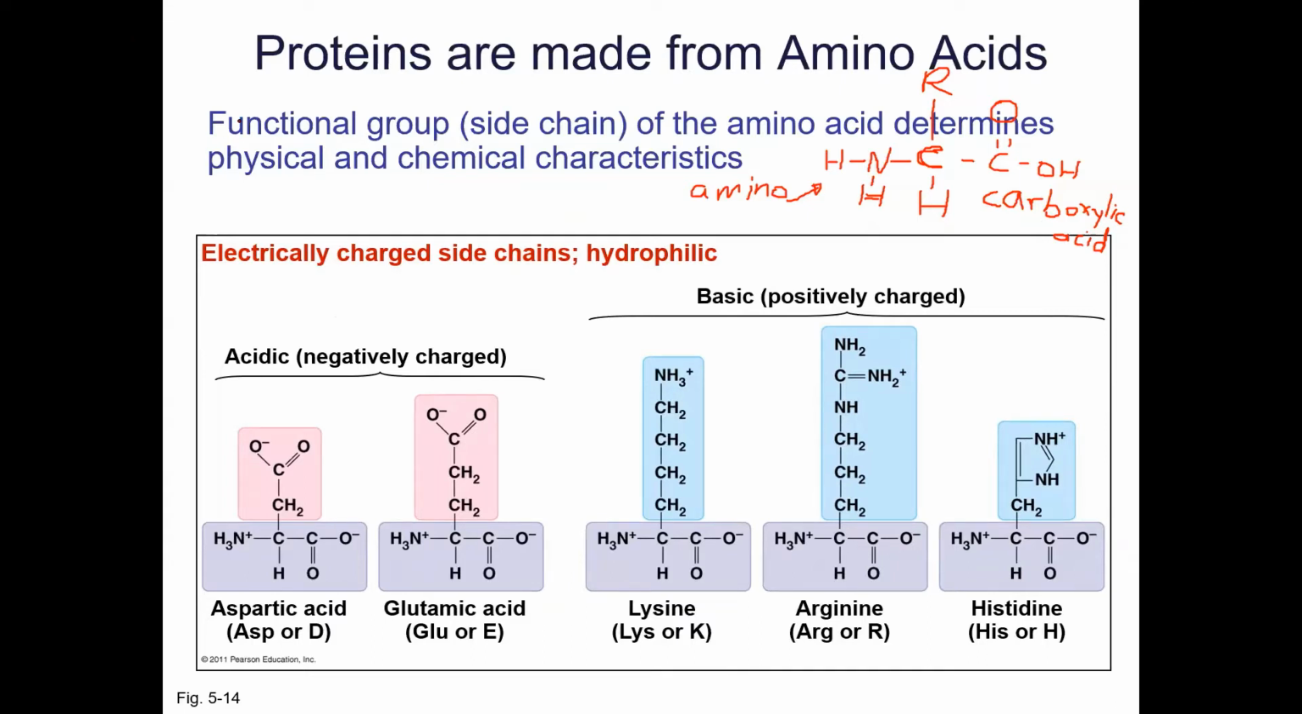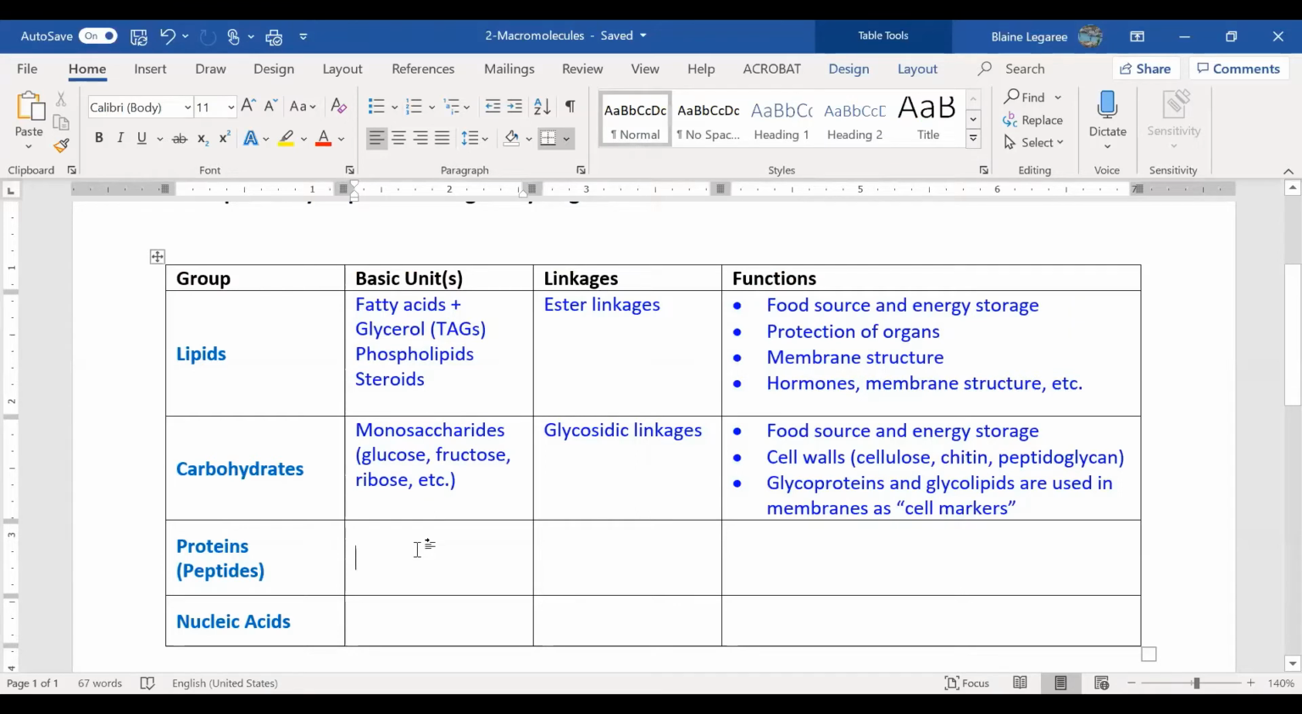I'm just going to switch back to the notes for people here. I'll fill in these notes here, other than I will just say the basic unit of proteins are amino acids. So that's pretty much all I have for you today.